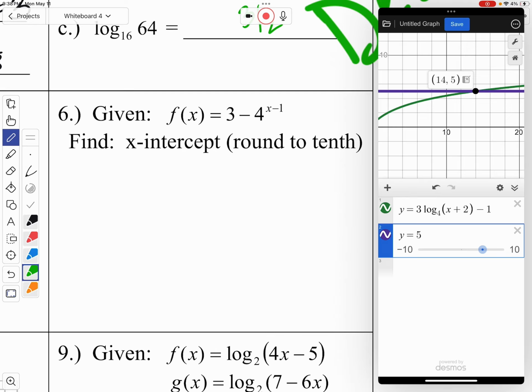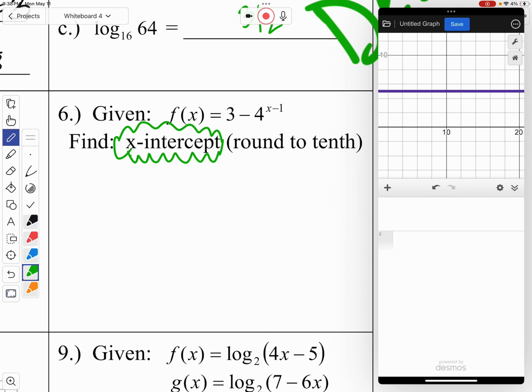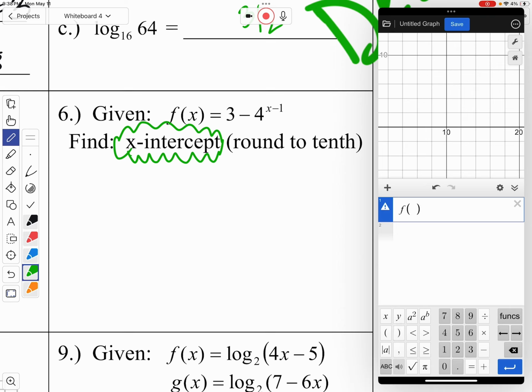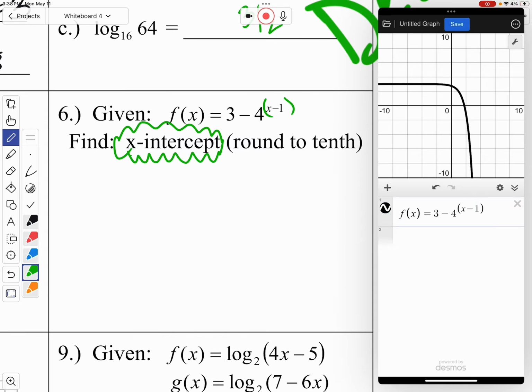Okay. Number 6 says, given the following function, find the x-intercept. That is a vocabulary word. And we did learn yesterday that f of x, you can still type that in Desmos, if you want to change it to a y, you're more than welcome to. But f of x is equal to 3 minus 4 to the power of, I need to keep all of that together, x minus 1. I am looking for the x-intercept, which is where it touches the x-axis. And it says round to the nearest 10th.